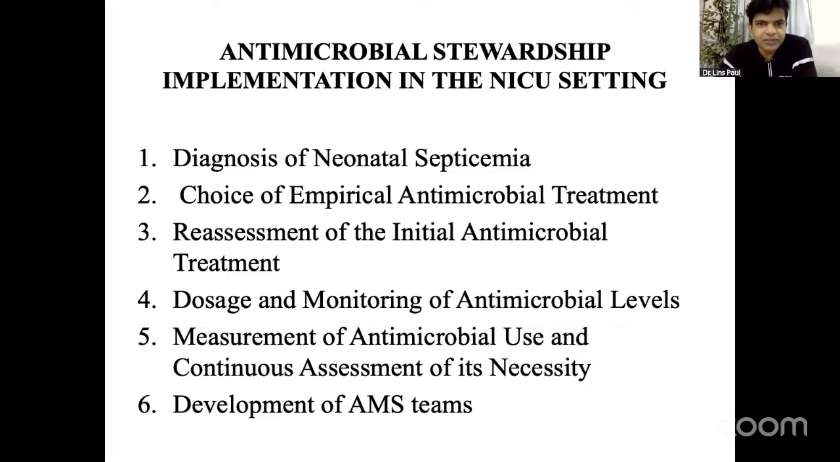And definitely you should reassess your antimicrobial treatment each day, as I already discussed. Especially you will have to modify the drug dosage based on the weight of the baby, the gestation of the baby, etc. And in a very few key scenarios, we will have to monitor the antimicrobial levels also. That is also very important. And continuous assessment and measurement of antimicrobial use is also important. In your hospital, there should be an antimicrobial stewardship program and an antimicrobial stewardship team, so as to implement this antimicrobial stewardship policy in your unit.